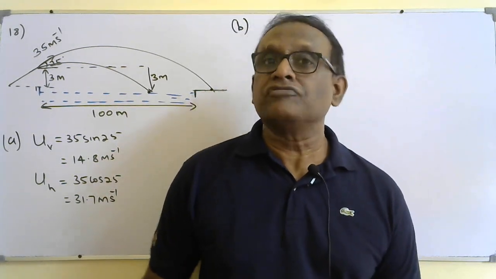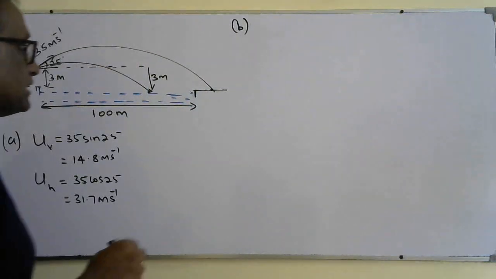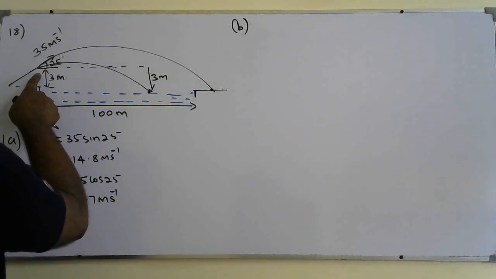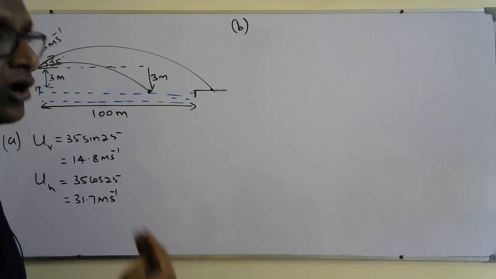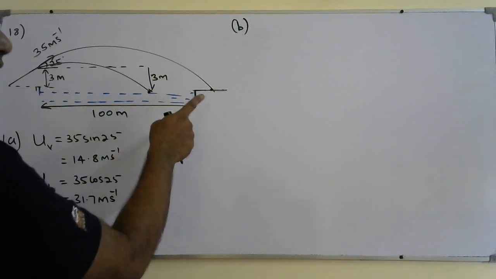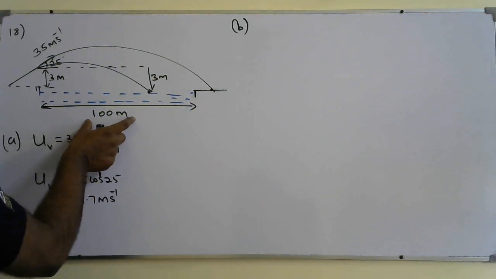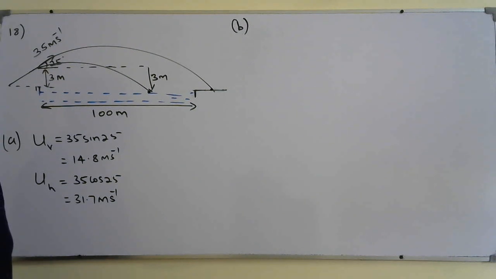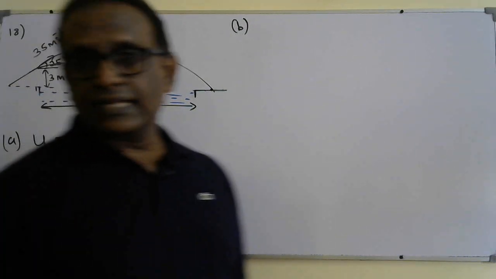Then, for that particular time, we will find his range. After finding the time to complete a vertical displacement of 3 meters, find the horizontal displacement or the range. If that horizontal displacement is greater than or equal to 100 meters, he will touch the other side of the bank. Otherwise, he will fall into water. That's all, right? Nothing harder.